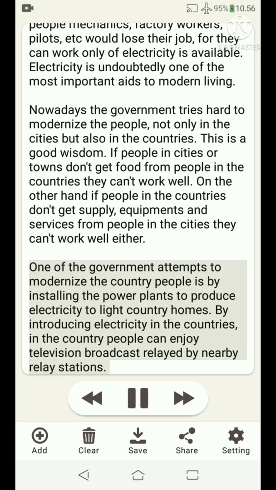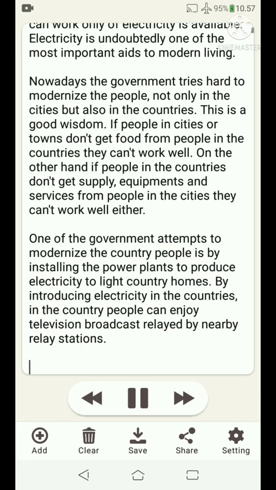One of the government's attempts to modernize the country people is by installing power plants to produce electricity to light country homes. By introducing electricity, country people can enjoy television broadcasts relayed by nearby relay stations.